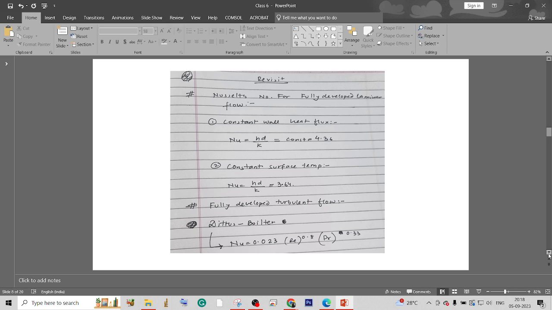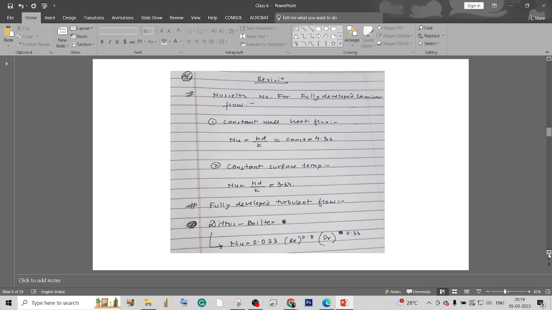So for fully developed flow, if we maintain constant heat flux, we can use this formula, and for constant surface temperature, we can use this formula. You may or may not use this later, but it will be very applicable for you further on, if you want to solve GATE problems and everything. So these two formulas are very essential.